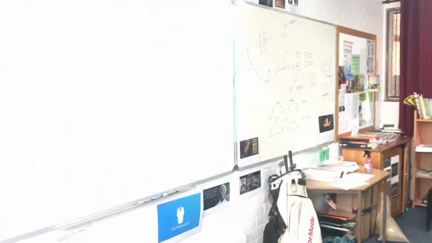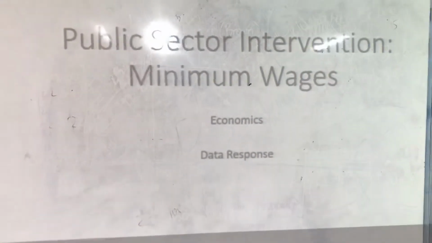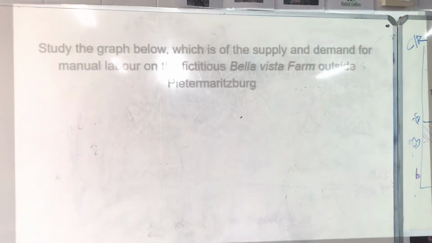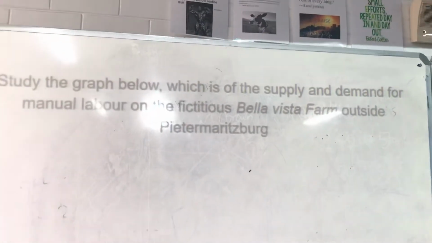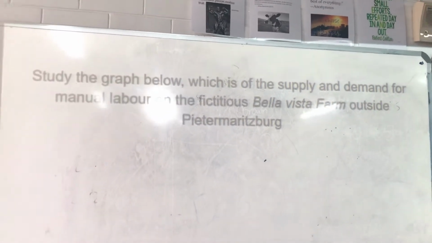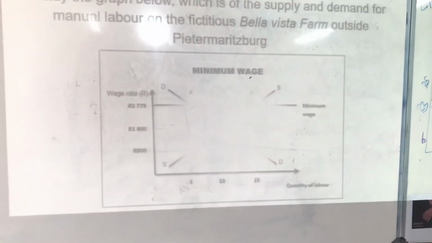Welcome back. Okay, so today we'll be looking at minimum wages. Looking at a data response question that was obviously given to you guys. Let's get straight into it. Study the graph below, which is of the supply and demand for manual labor on the fictitious Bella Vista farm outside of Pietermaritzburg. So what does the graph look like?